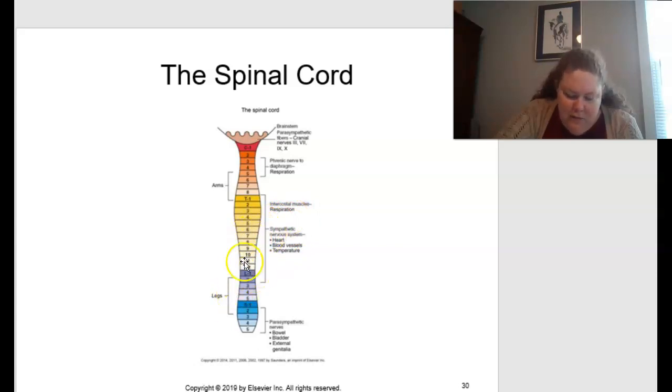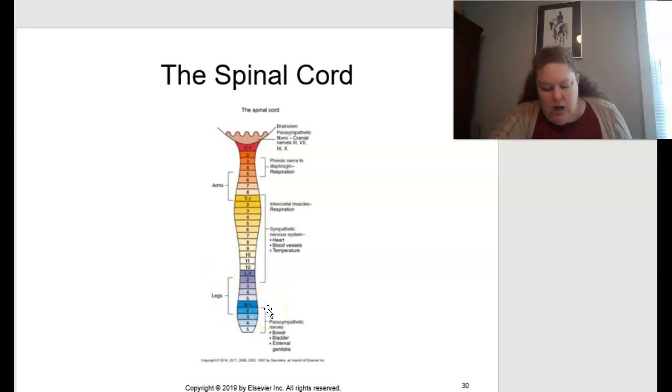Down here you have the lumbar ones, and sacral, and these are going to control your legs. And then down here you have your parasympathetic nerves, and this would include your bowel, bladder, and your external genitalia.